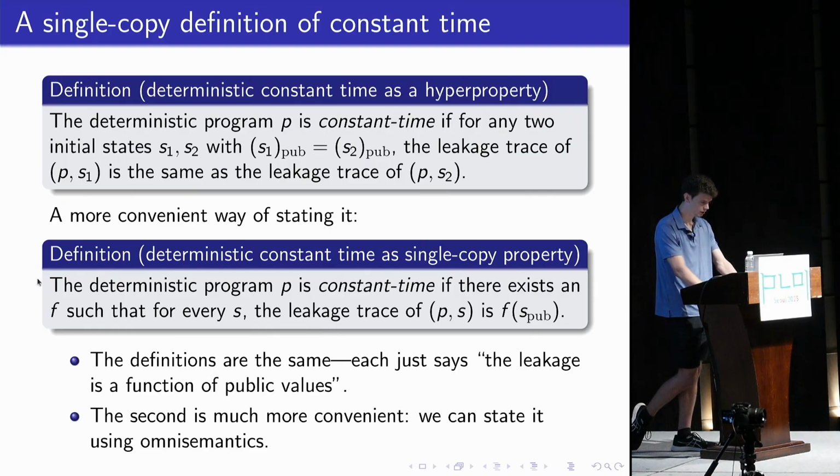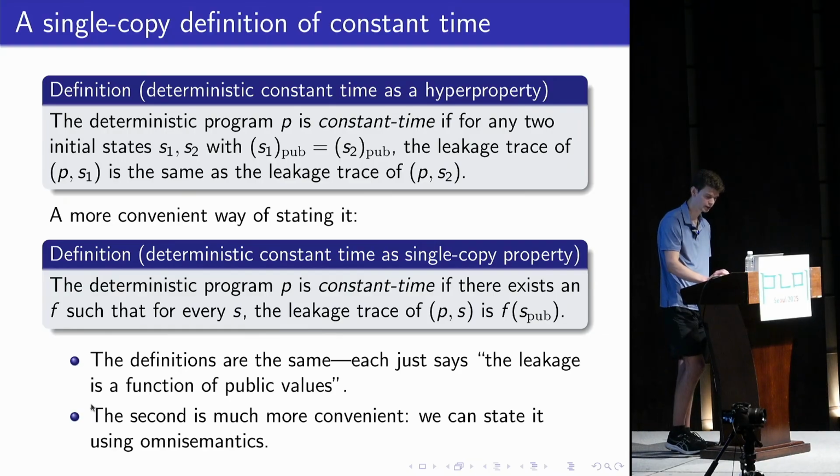So an alternative and equivalent way of formalizing constant time is to say that P is constant time if there exists a function f that takes as input the public initial state and gives you the leakage trace of the program. These are obviously equivalent, but I emphasize the difference because the second will be much more convenient for us, because we can state it using omnisemantics with a single postcondition of the program.